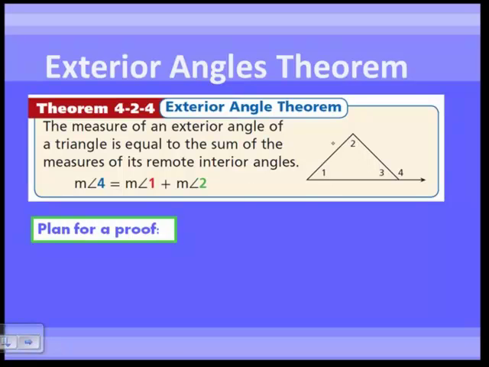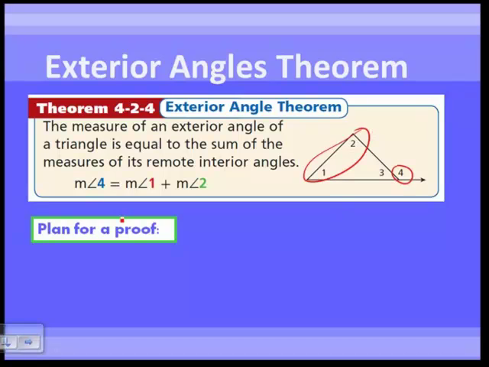Because we can look at what's next, known as another important theorem in geometry, the exterior angle theorem. We're going to come up with a plan for a proof of the exterior angle theorem, which says the measure of the exterior angle of a triangle is equal to the sum of the measures of the two remote interiors. So in other words, angle 4 here is equal to the sum of angle 1 plus 2.